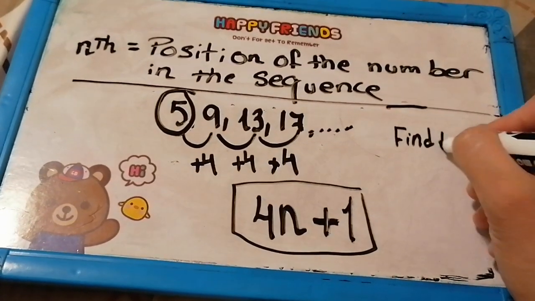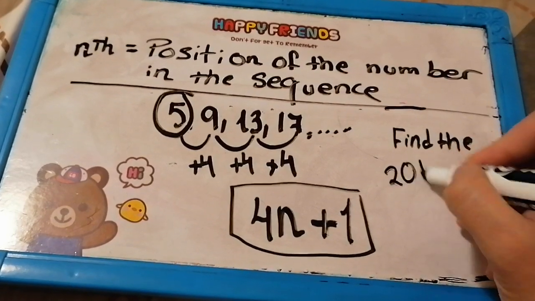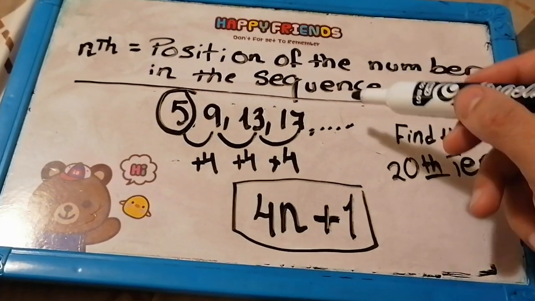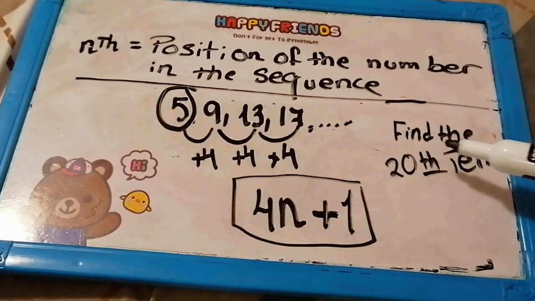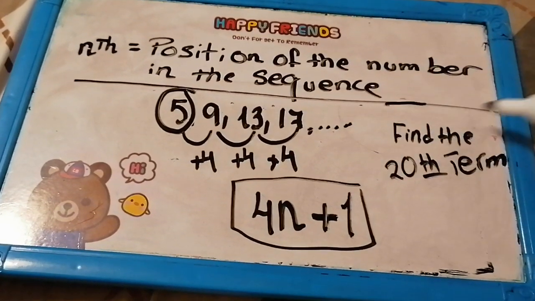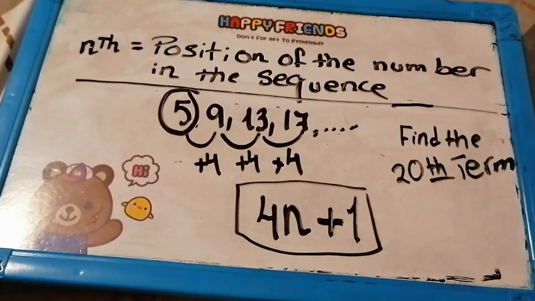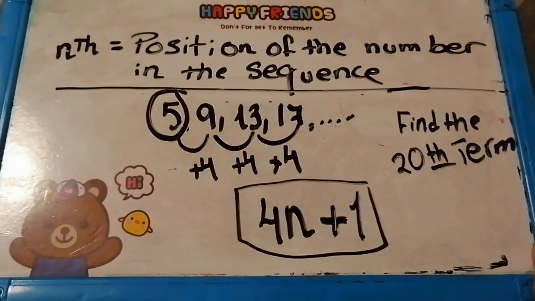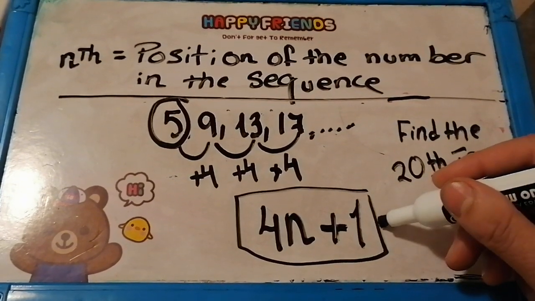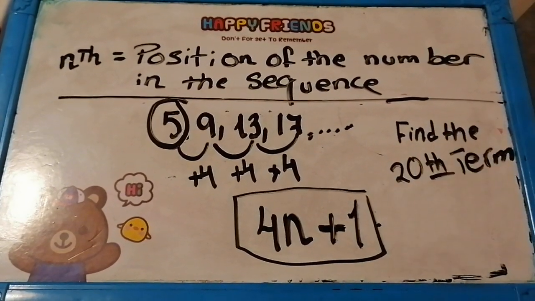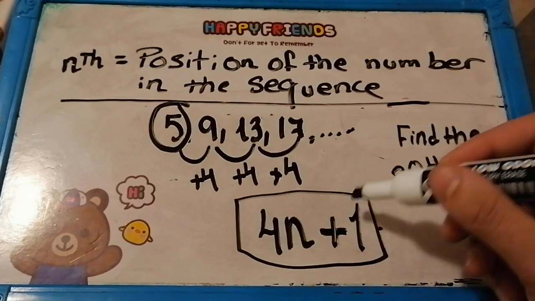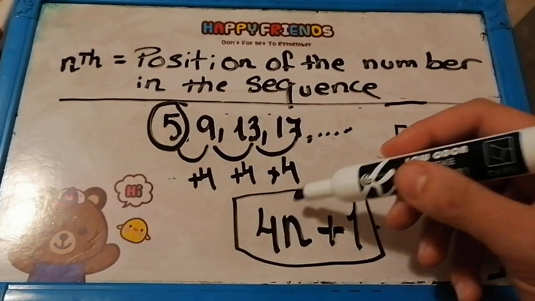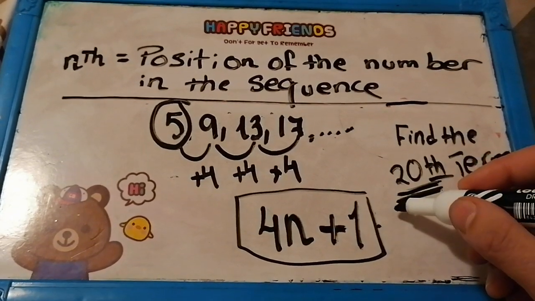Find the 20th term. Two types of students. A student who would keep on counting 20 times, which is, I find, a big waste of time, and another student who is learning more by using the new concept. He will substitute in this general formula. 4n means 4 times n, and here I want the 20th term, so n here will be 20.